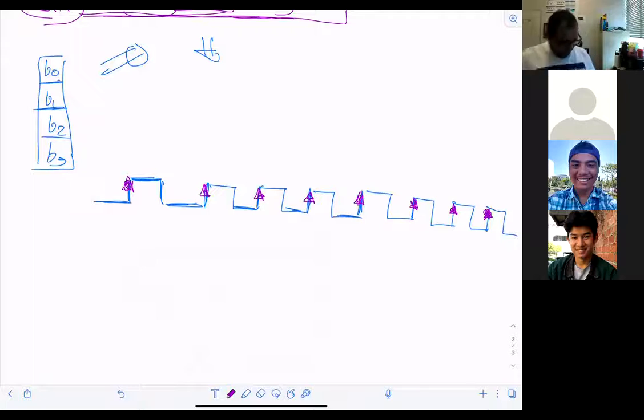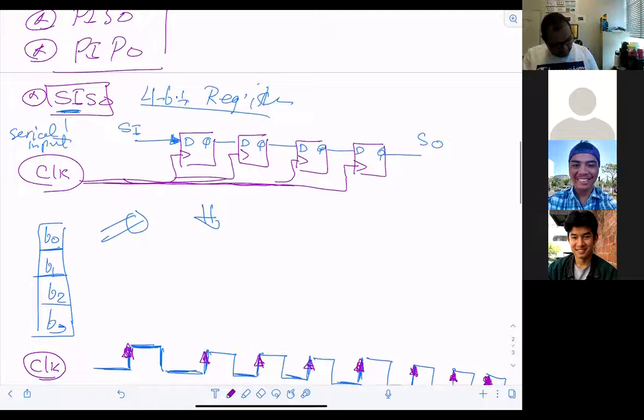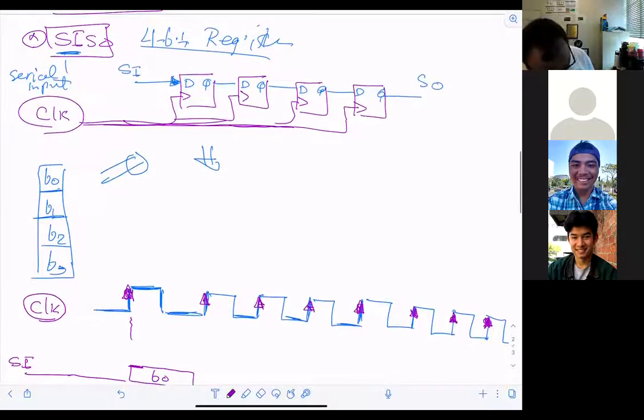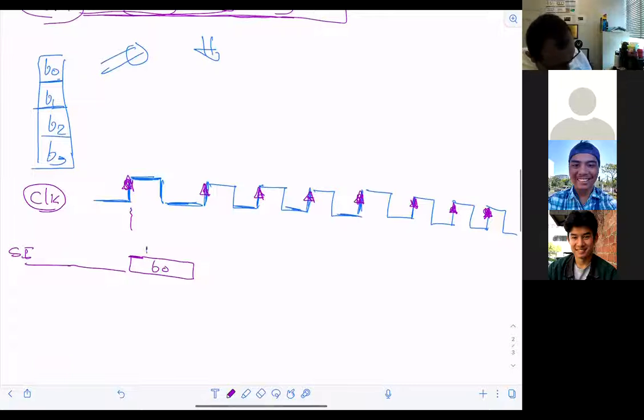Okay, here is our clock. Now I have the SI input, right? So here is my SI input. In the first positive edge of the clock, B0 is written. So it's written in which register, which flip-flop? If I call this D3, D2, D1, D0, that means D3 has B0. That makes sense?